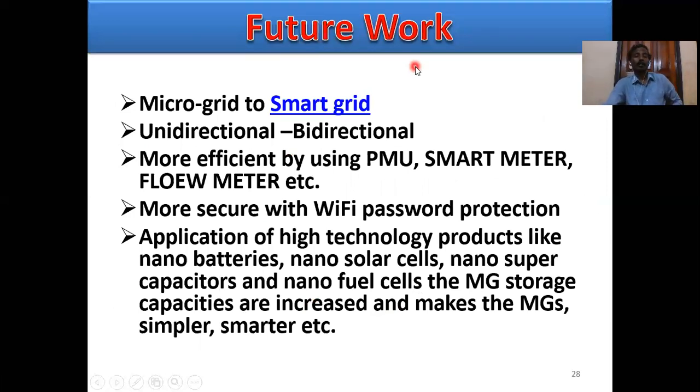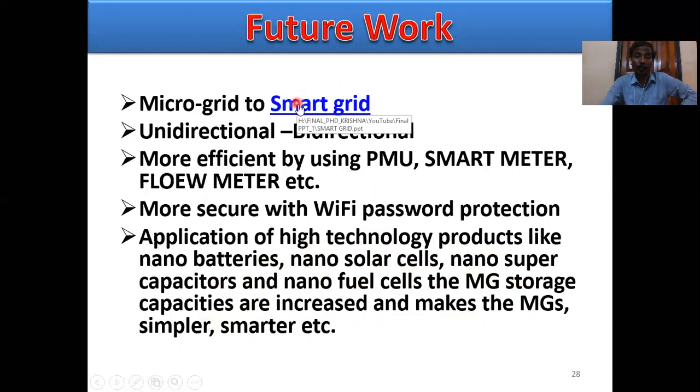What are the future works? Our target is to convert microgrids to smart grids, and unidirectional to bidirectional, more efficient by using PMU, smart meter, flow meter, etc. More secure with Wi-Fi password protection. Application of high technology products like nano batteries, nano solar cells, nano supercapacitors, and nano fuel cells. The microgrid storage capacities are increased, which makes the microgrid simpler, smarter, etc.